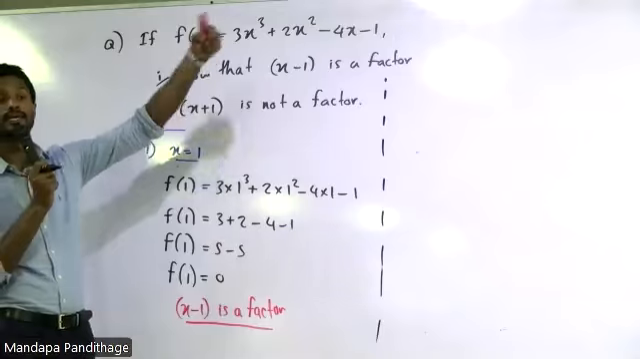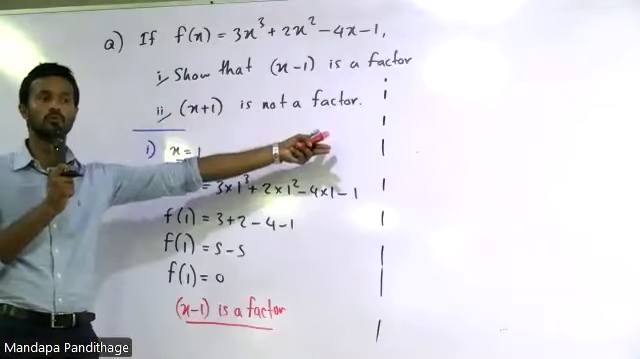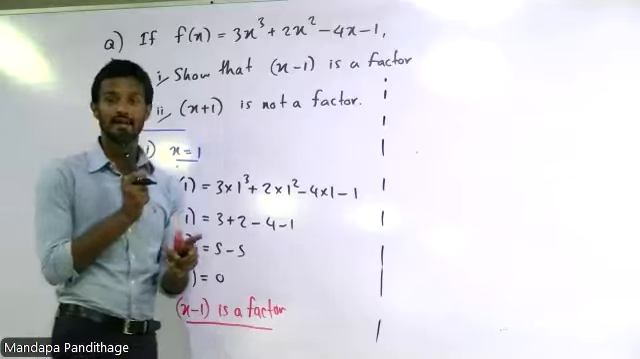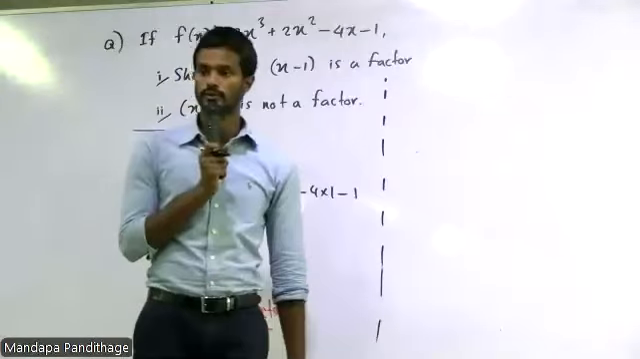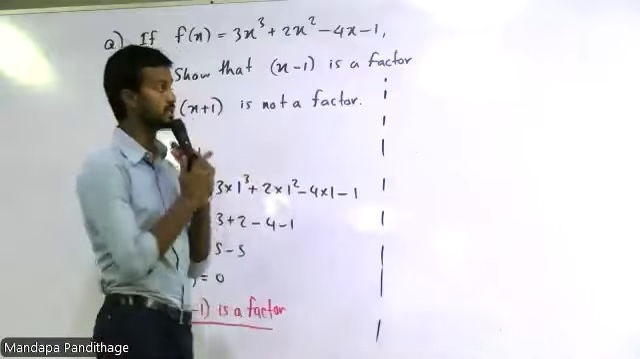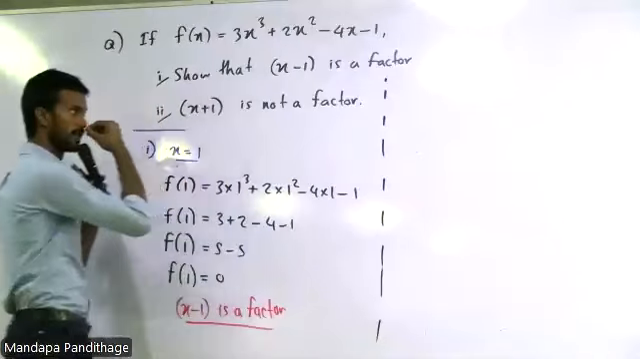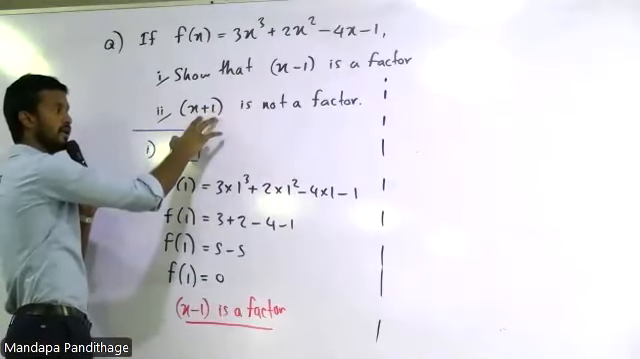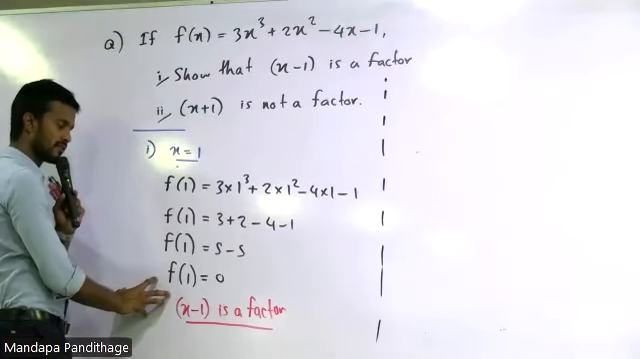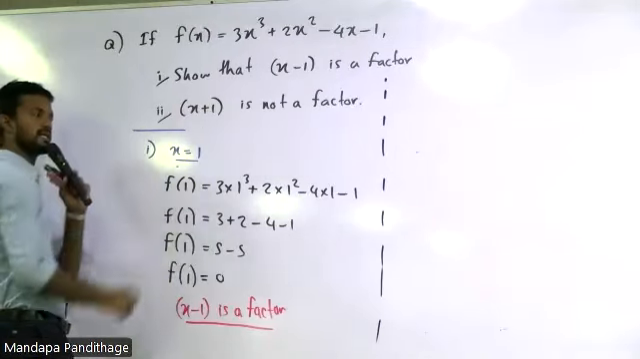You have to show that f(-1) is not equal to 0. Clear? To show it is a factor, you show f(-1) is equal to 0. If you are supposed to show that it is not a factor, you have to show that it is not equal to 0. So this is basically the converse of the factor theorem. I will give that converse separately.